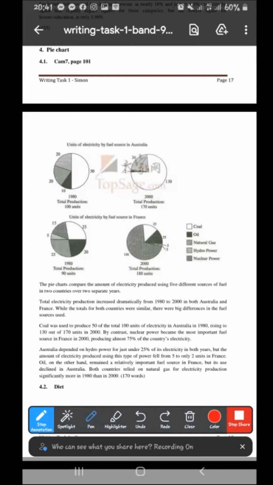But the amount of electricity produced using this type of power fell from 5 to only 2 units in France. Oil, on the other hand, remained a relatively important fuel source in France, but its use declined in Australia. Both countries relied on natural gas for electricity production, significantly more in 1980 than in 2000. This is the way you should write. It's only 170 words.